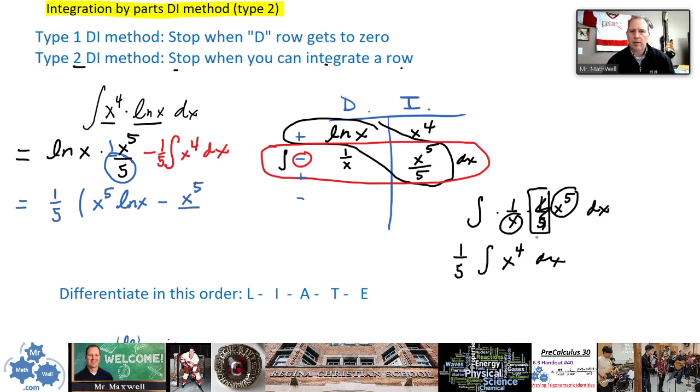Wait, what did I do here? Yeah, x to the 5th over 5. Right? Because I took this out and then I integrated this. Okay, so I've got a 1/5 out plus c. Okay, x to the 5th. All right, everyone see that? So that's an example of type 2, the I method. When you can integrate a row pretty easily, you can just write that integral in there and then go from there. You don't have to continue with the chart.